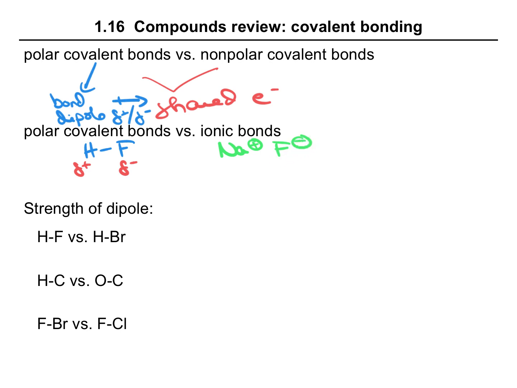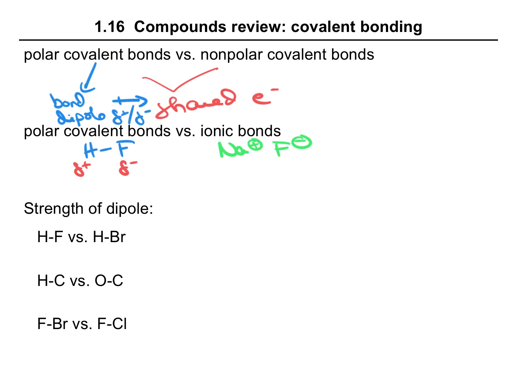Another difference between polar covalent bonds and ionic bonds is that with the covalent bonds, this gives us a distinct molecule, whereas with sodium fluoride, this is where we have a whole network of attraction. And so that network is both within and between what we think of as molecules, whereas in the case of HF, that covalent bond is only within the molecule. There are different types of forces between the molecules, and we'll talk about those a little bit later.